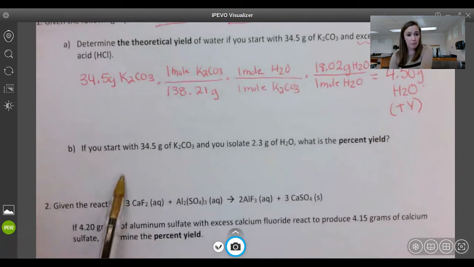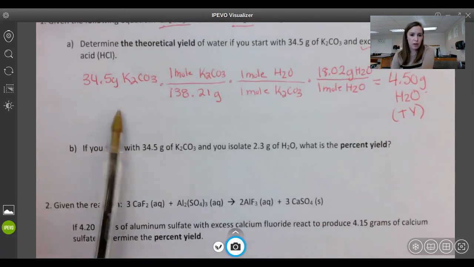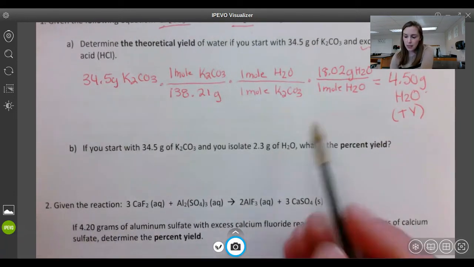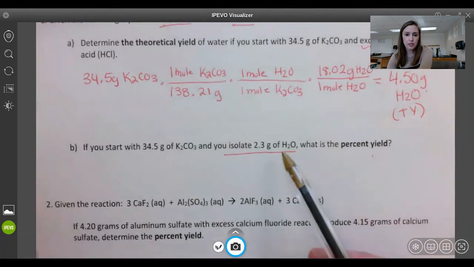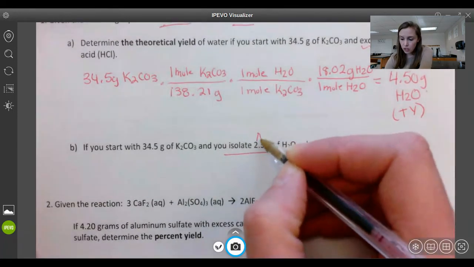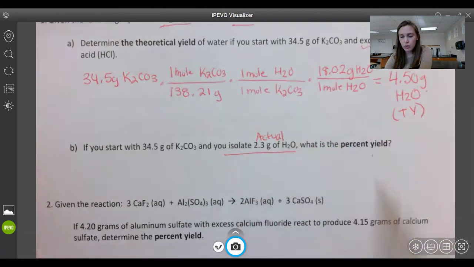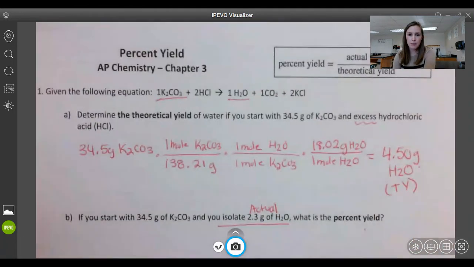So getting to part B, if you start with this 34.5 grams of our potassium carbonate and you isolate 2.3 grams of water, and this is in the lab, you isolate this 2.3 grams, what's your percent yield? This mass would be your actual mass that you get in the lab setting. Okay, so using this formula up top here, and this is not the same thing as percent error, which we'll sometimes do in a lab calculation.